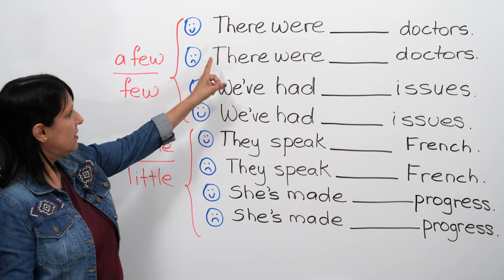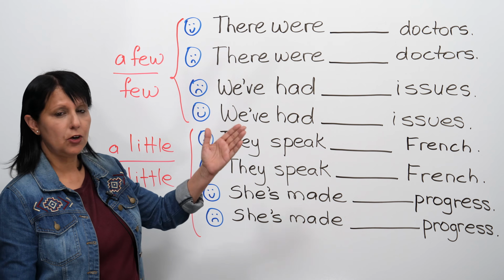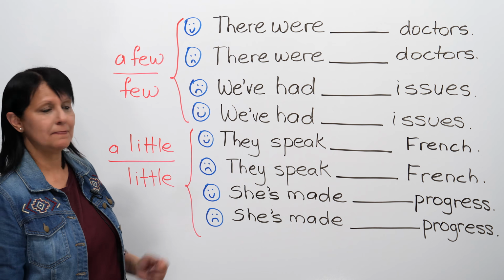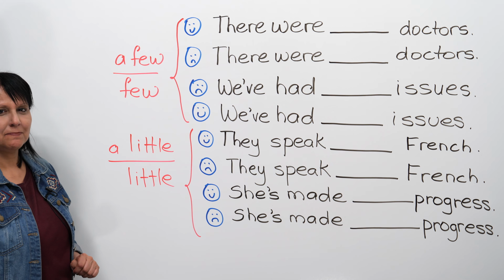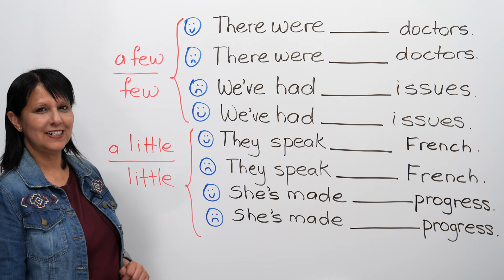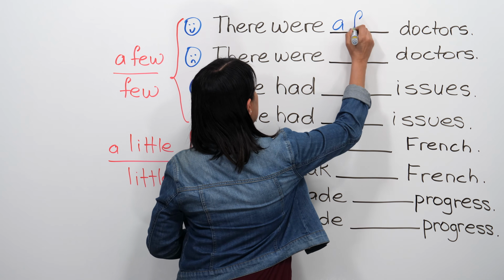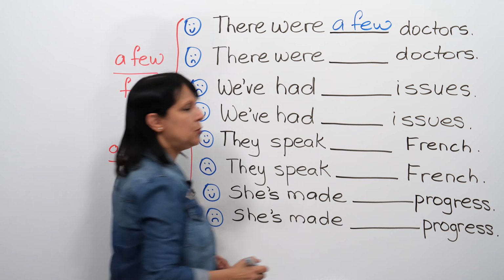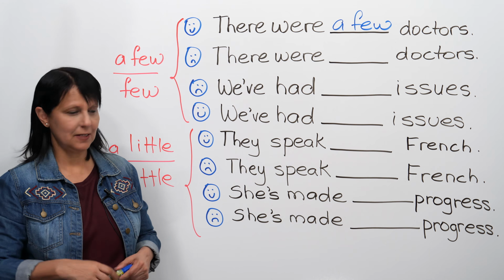So here, fortunately, there were blank doctors who could help us. Which one would you say? Fortunately, there were. So here it will be a few doctors who could help us. Okay? This is a good thing.